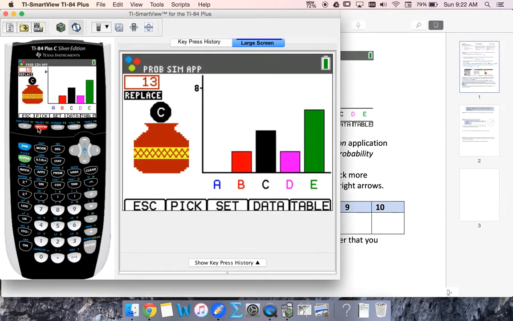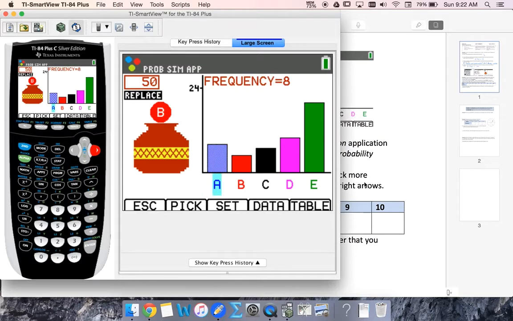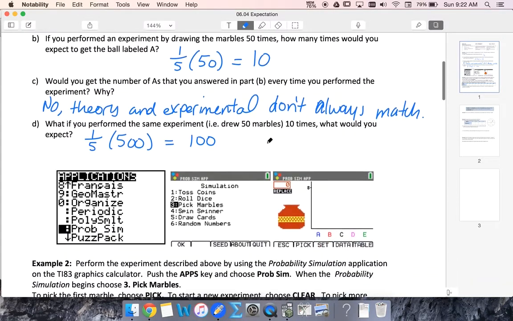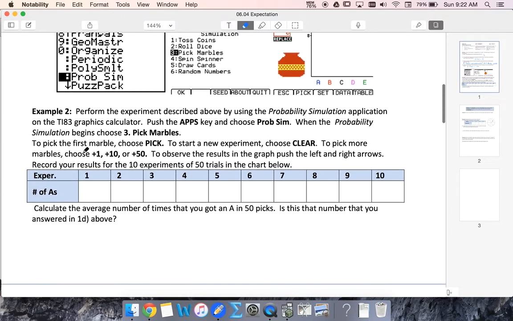So let's pick. And in our first 50, we get 8 A's. And so we had set up here that we expected to get 10, and instead we got 8. So let's put that in.